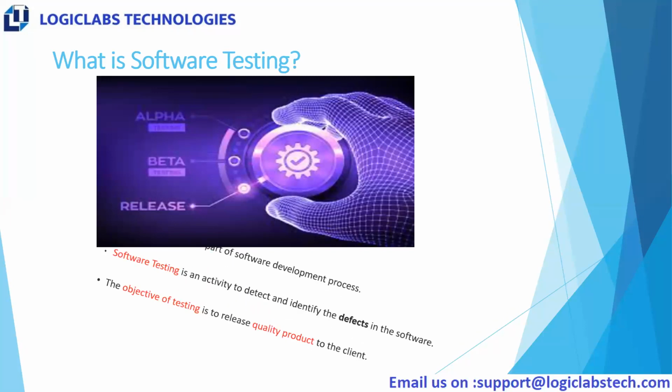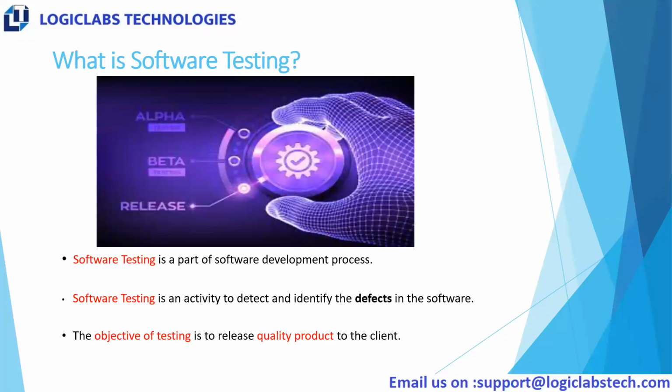Okay. So here we can see software testing is a part of the software development process. Testing is an activity which is one of the phases in the software development life cycle. This is one phase in any software, and not only in the software industry. It can be any product, or some hardware, or some system. So the testing phase is common, right? In general terms, software testing is a part of the software development process, and software testing is an activity to detect and identify the defects in the software.